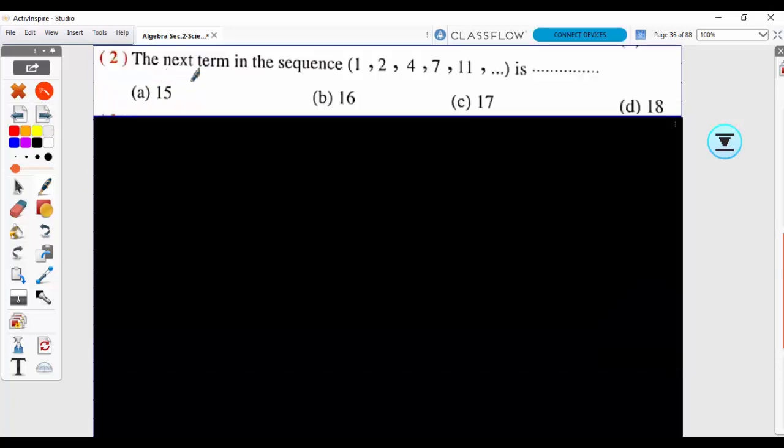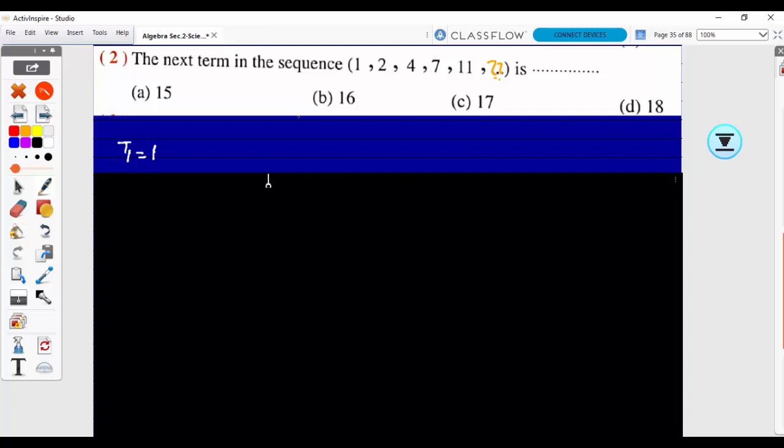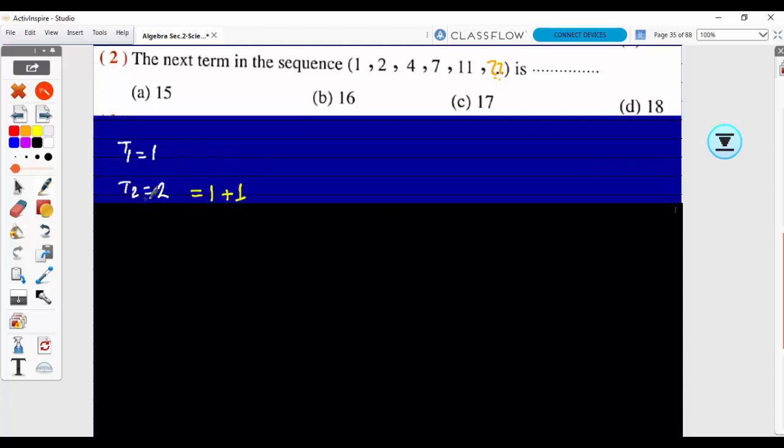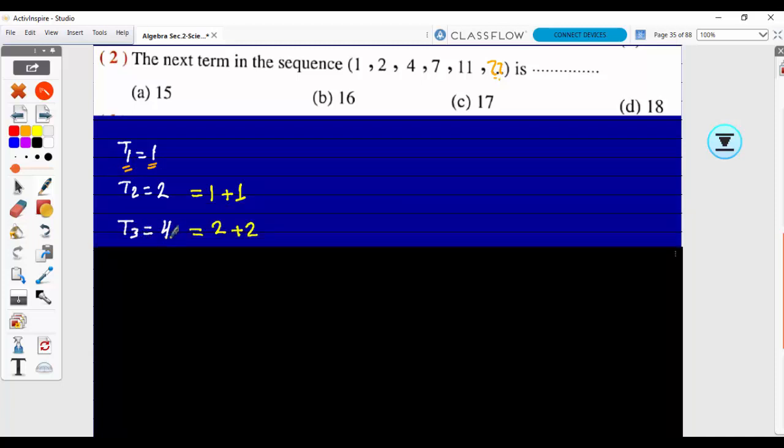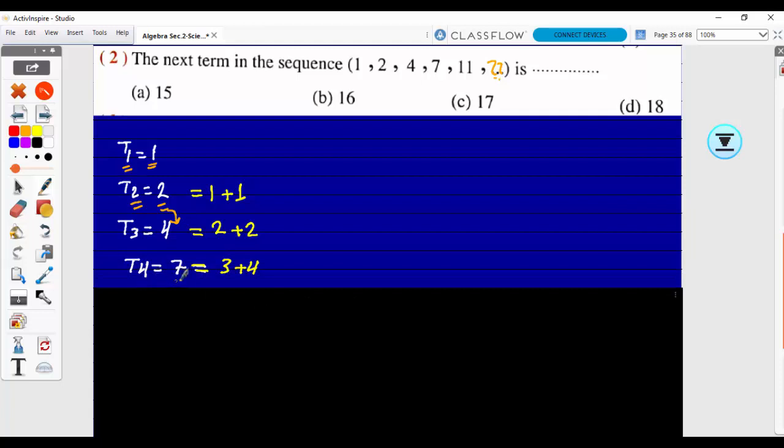Question number 2. The next term in the sequence 1, 2, 4, 7, 11 is, here the required is T6. So we have T1 equals 1, we have T2 equals 2, and 2 equals 1 plus 1, and T3 equals 4. How do we get 4? It is 2 plus 2 equals 4. Again, T4 equals 7. How do we get 7? It is 3 plus 4 equals 7.